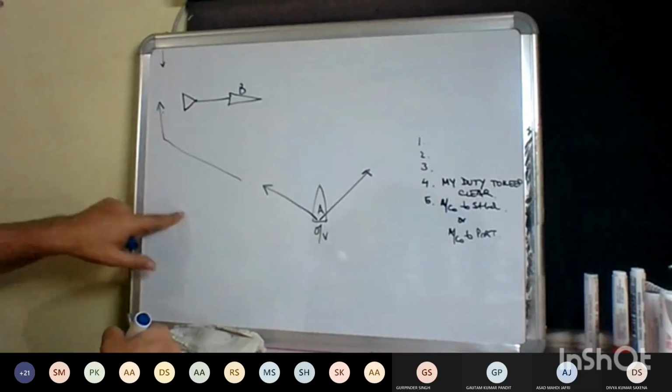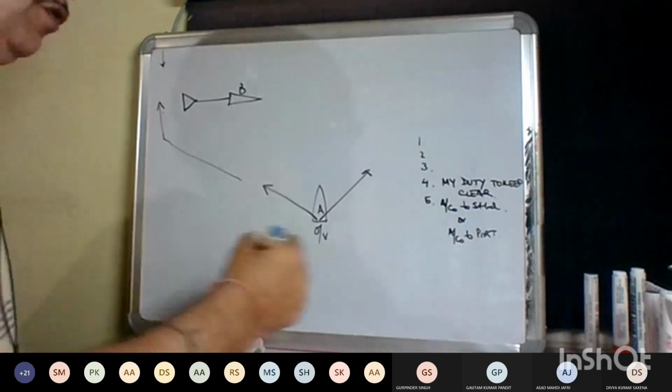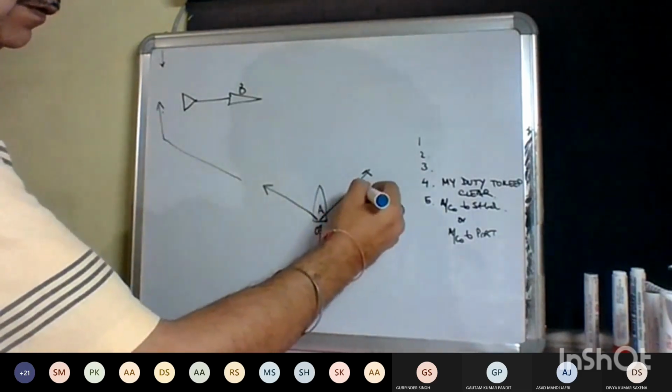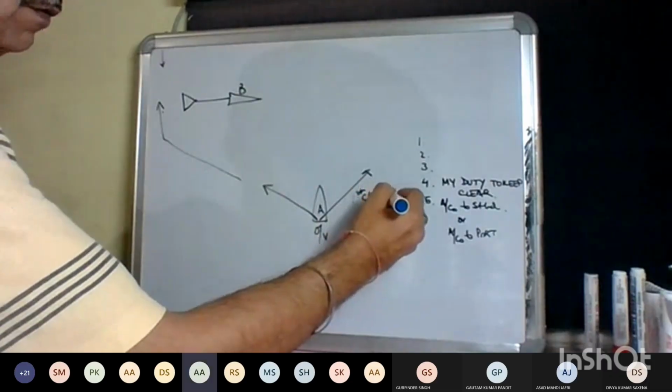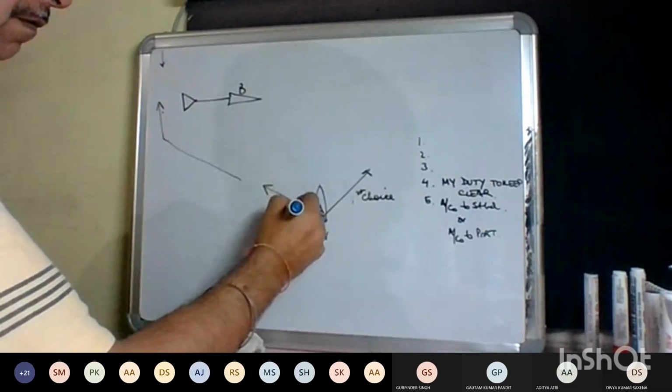You have to make a choice. Which is your first choice? Which is your second choice? Sir, starboard alteration. Starboard side.